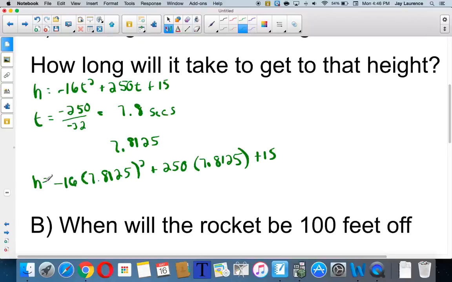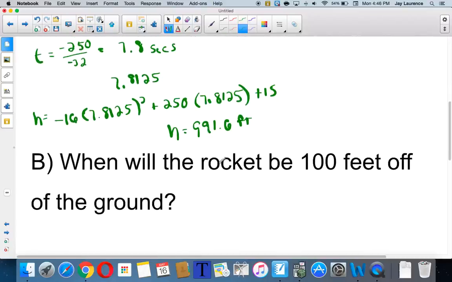Just to save time, I'm just typing it in. Plus 250 times 7.8125 plus 15. And I get 991.6 feet. So the height will be 991.6, that's rounded. That is the maximum height. So that's the answer to the first part of A, and it'll take about 7 8/10 seconds to get to that height. All right, when will the rocket be 100 feet off the ground?